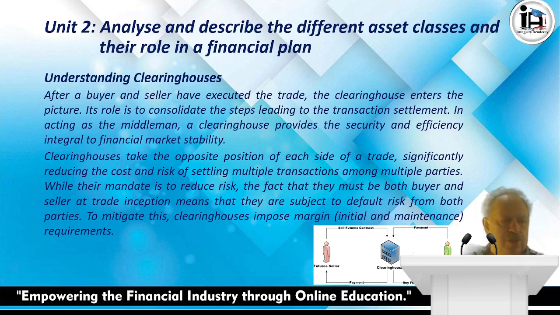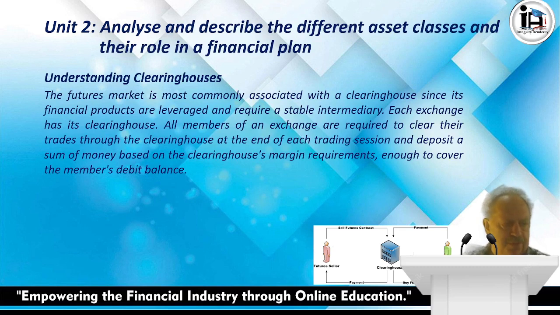While the mandate is to reduce risk, the fact that they must be both buyer and seller at trade inception means that they are subject to default risk from both parties. To mitigate this, the clearinghouse imposes margins, initial and maintenance requirements. The futures market is most commonly associated with clearing markets since its financial products are leveraged and require a stable intermediary. Each exchange has its clearinghouse.